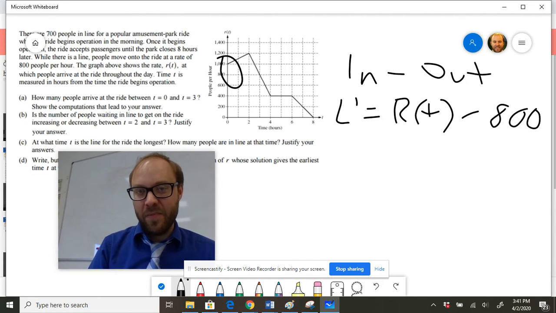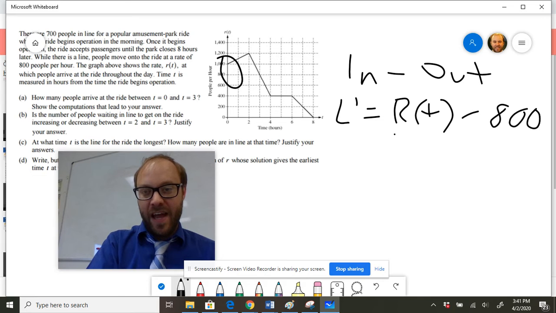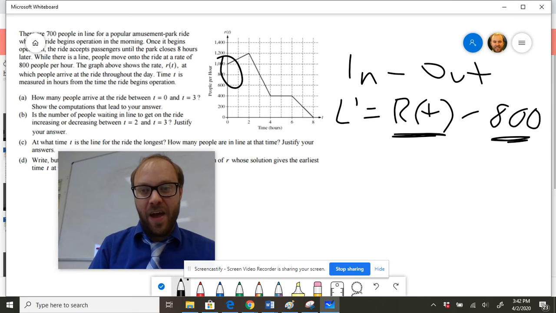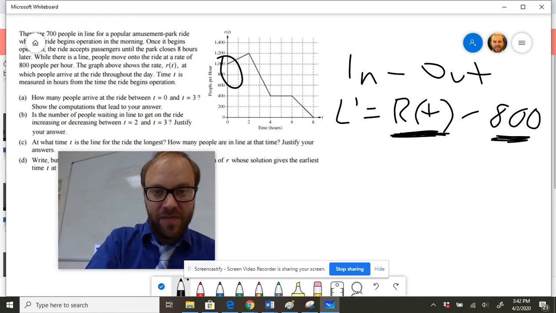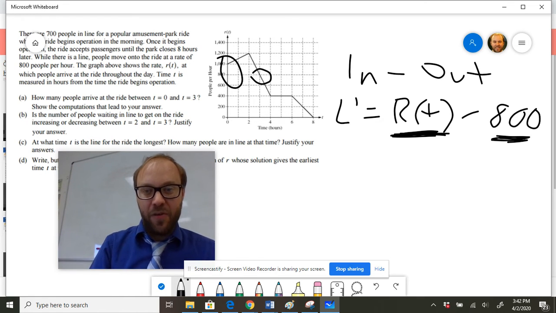If you think about that a little bit more, then the point at which everything levels out is when the rate at which people are getting into the line is the same as the rate at which people are getting onto the ride. And remember, the relative maximum or minimum happens when the derivative is equal to zero. So that makes sense, right? If this is 800 and that's 800, that would give us a derivative of zero, a rate of change of zero. So where is that moment where people are getting onto the ride at the same rate that they're getting off? It's at hour three.